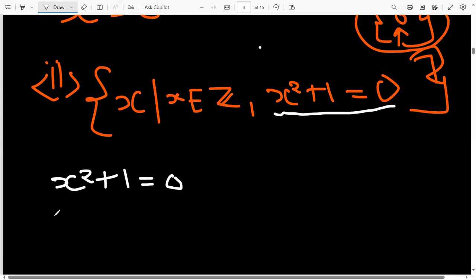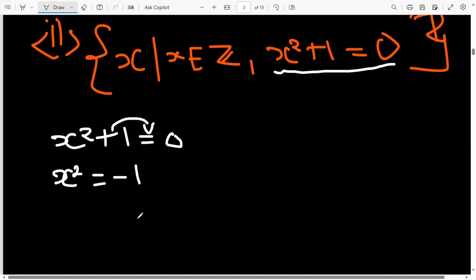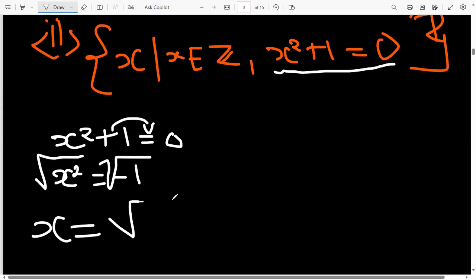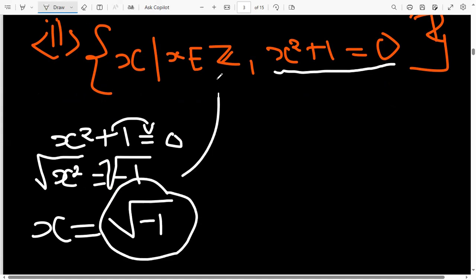We want to solve for x. So we say x squared, and then we take this 1 to the other side, so it becomes minus 1. We want the value of x only, so we take the square root on this side and also here. So x will be equal to the square root of minus 1.